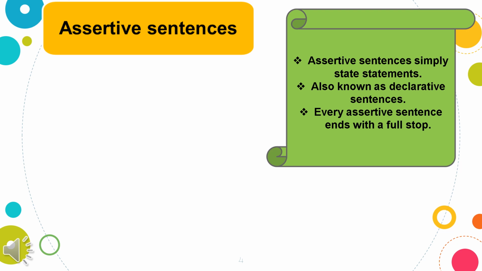Assertive sentences simply state statements. They are the sentences which tell us about facts. They are also known as declarative sentences. And remember children, every assertive sentence ends with a full stop or a period.